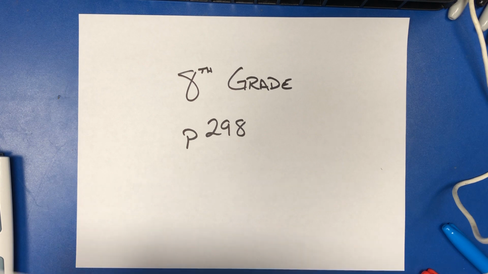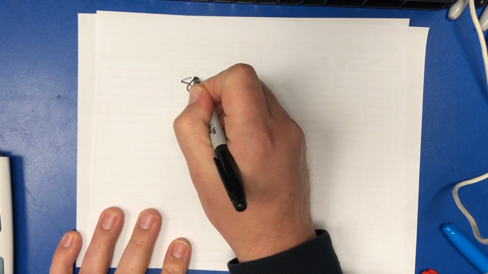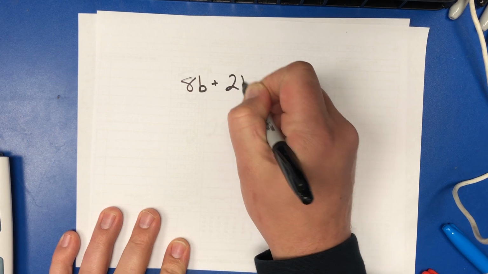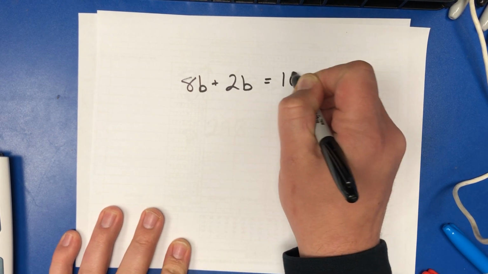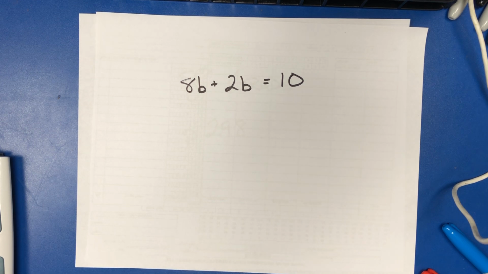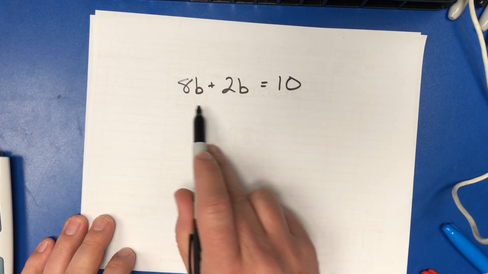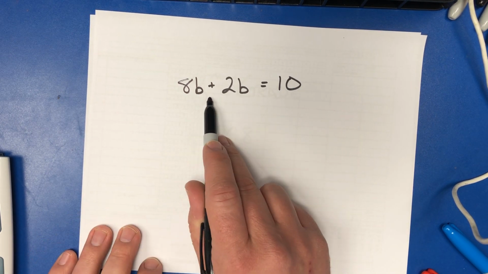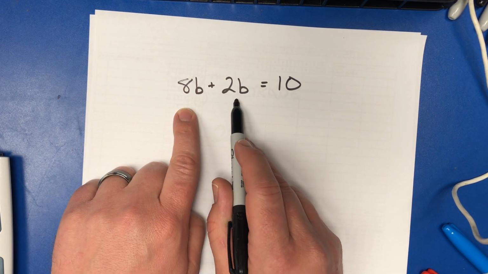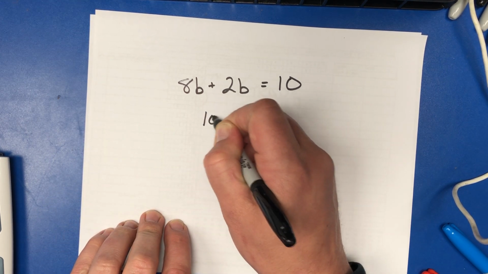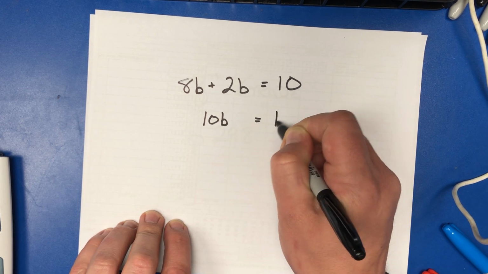So what we've already seen so far in our last assignment was, for example, we may have had 8b plus 2b is equal to 10. And this is a nice simple problem just to use as an example. On one side of the equal sign, we had 8b's and we also had 2b's. We're adding them together. So if I add those together, I have a total of 10b's equals 10.